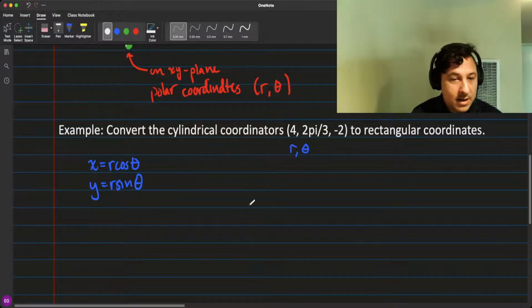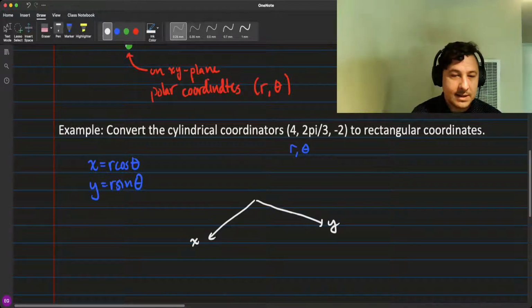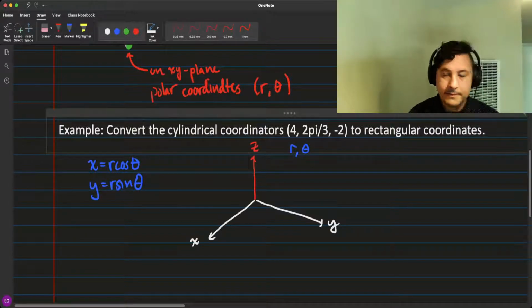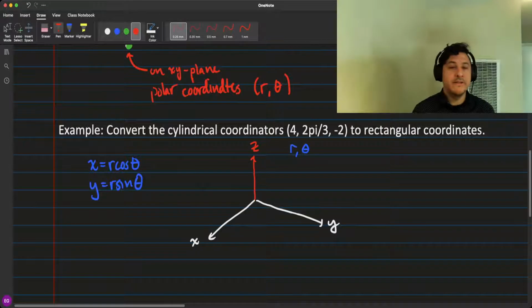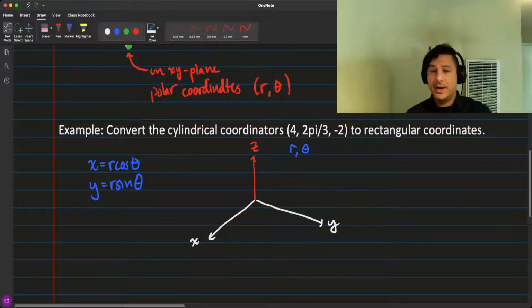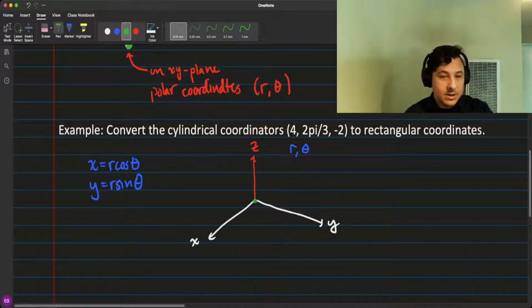So I'm going to draw an x-axis, a y-axis, and let's do the z-axis in red. That first number 4 means that your point is some distance of 4 away from the origin. So here's my origin, and I can draw like a little circle.